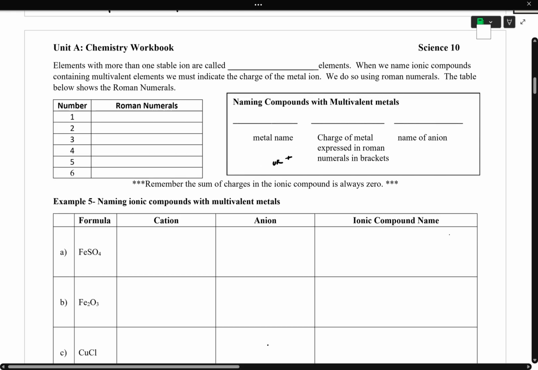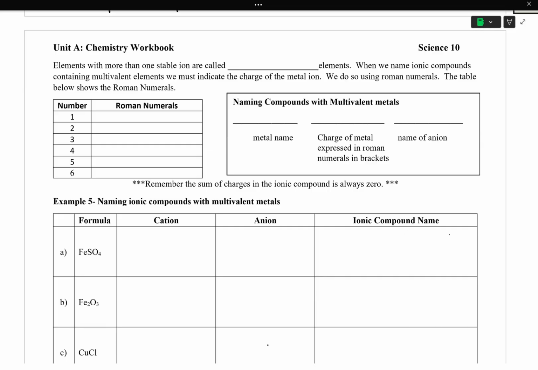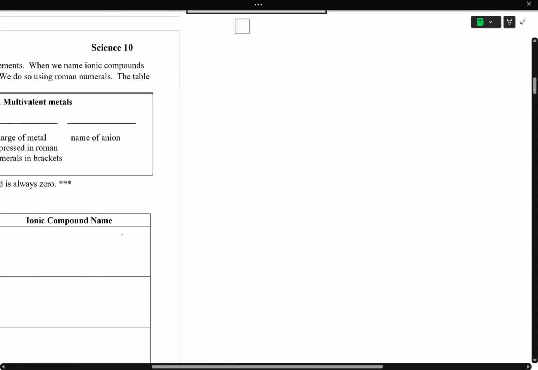Okay, grade 10. So we are going to get started again, and now we're going to deal with those elements that have more than one stable ion, and we call those multivalent. If you recall from yesterday, we find those multivalents in the transition metals. So they have more than one common charge.